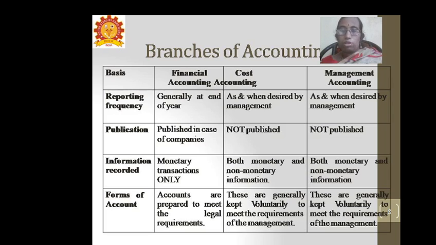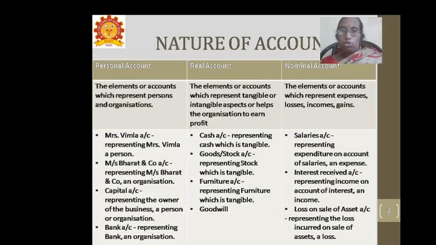Here also, after the management accounting, as needed by the management, the changes are going to be made. So what is the nature of account? We have the various natures of account, which are important. Here we are classifying the three important accounts, taken as the golden rules of accounting: the personal account, real account, and the nominal account.